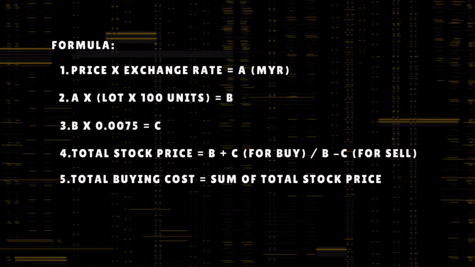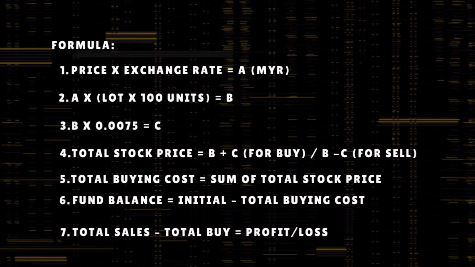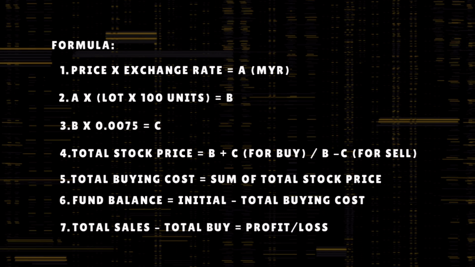Number 5, total buying cost equals sum of total stock price. Number 6, fund balance equals initial minus total buying cost. Number 7, total sales minus total buy equals profit or loss.